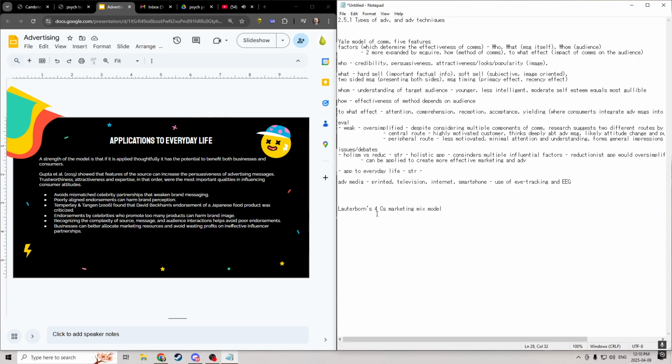Strength is that it applies to benefit both businesses and consumers. Features of the source can increase the persuasiveness of advertising messages. Trustworthiness, attractiveness, and expertise, in that order, were the most important qualities in influencing consumer attitudes. Wow, I just read that and I didn't focus on any of it.